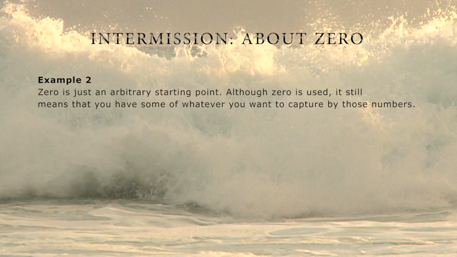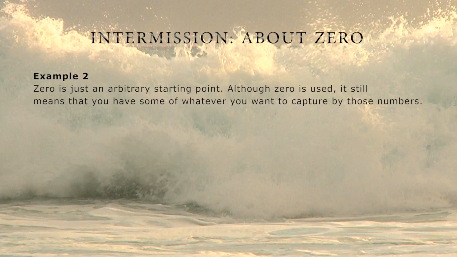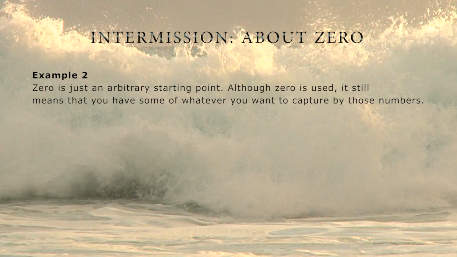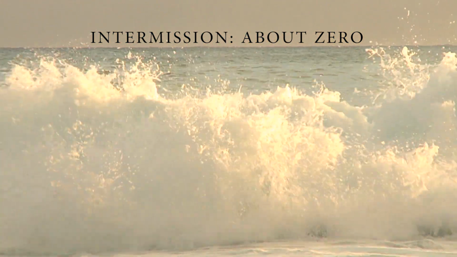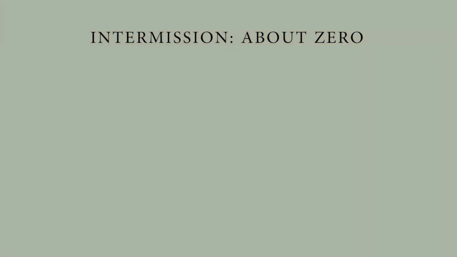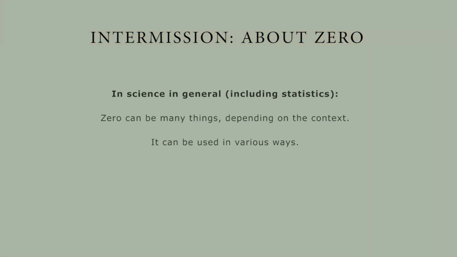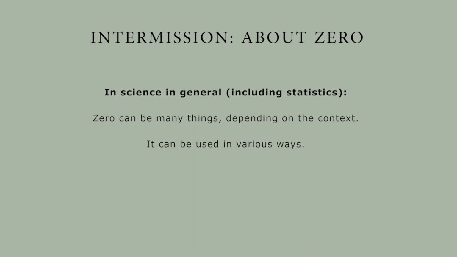Although 0 is used to indicate something, it still means that you have some of whatever you want to capture by those numbers. The waves are still there, even though they are at level 0. So 0 just means that they are in balance. So my message is, in summary, the digit 0 can be all of those things depending on the context.